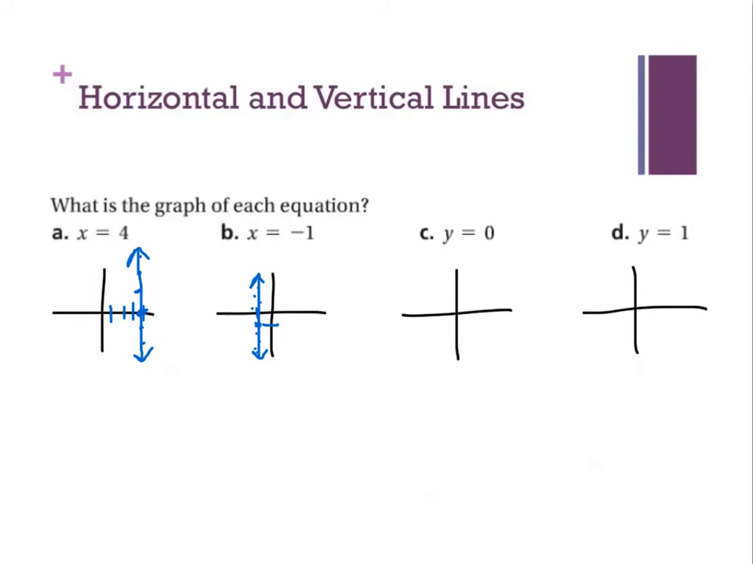How about y of 0? Well, y is 0 on the x-axis. And a y equals line is horizontal because all of the points on that line have the same y value. Every point on that line has a y value of 0. And a y value of 1 would be right here, because every point on that line has a y value of 1. So that's a horizontal. So to summarize again, x equals vertical, y equals horizontal.